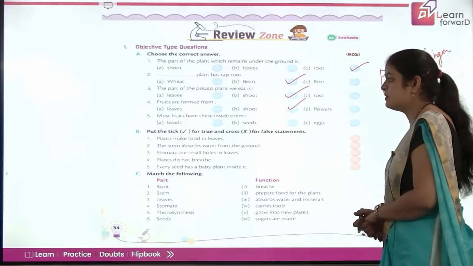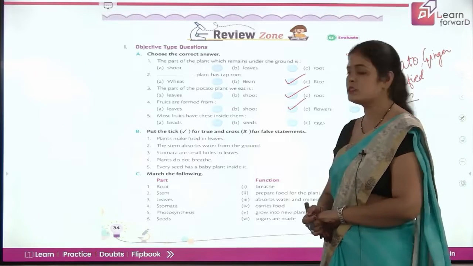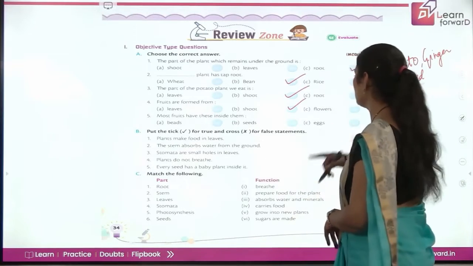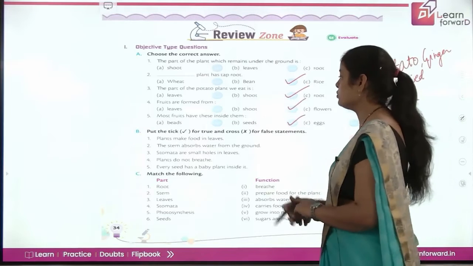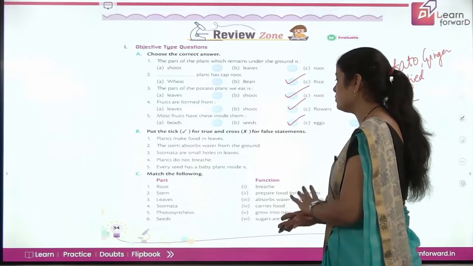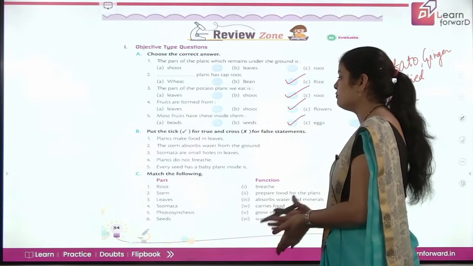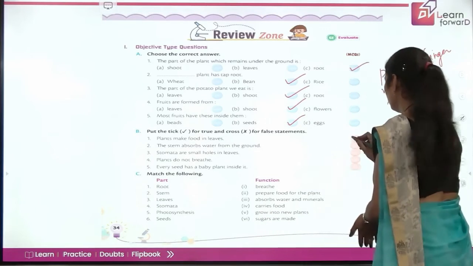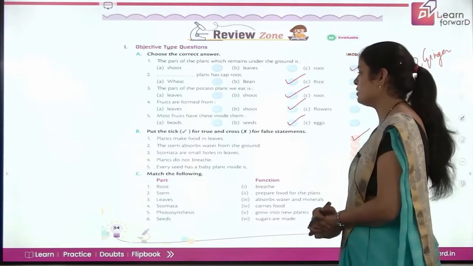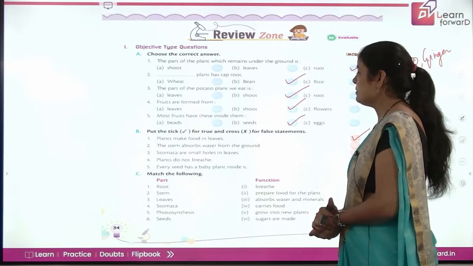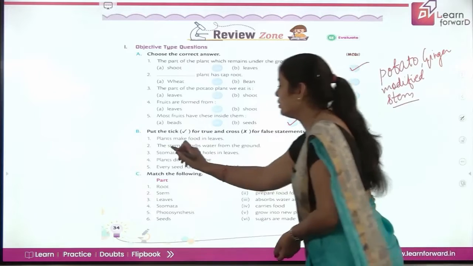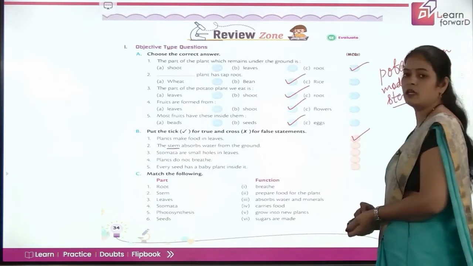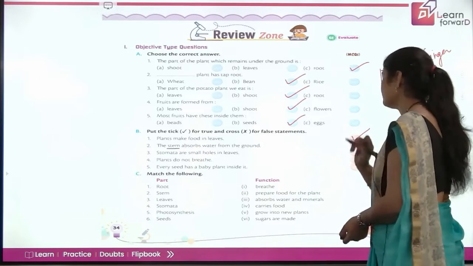Most fruits have these inside them. So most of the fruits have seeds. Now put the tick for true and cross for false statements. You have to answer quickly. Plants make food in leaves. True. Leaves are the food factory or the kitchen of the plant. The stem absorbs water from the ground. No, because root absorbs water from the ground, not the stem.